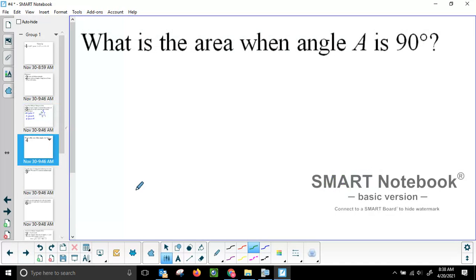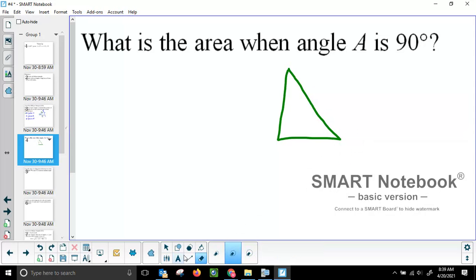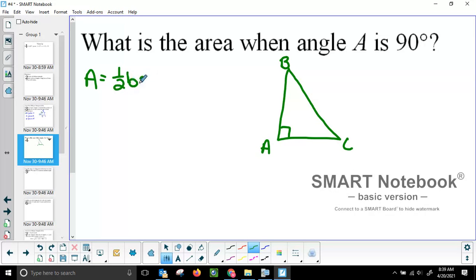Okay, so what is the area when angle A is 90 degrees? So of course, if we have some angle A that's 90 degrees, let's just think of this. If this is A, this is B, this is C, we're going to have the area is equal to 1/2 b times c times the sine of A, which is 90 degrees.